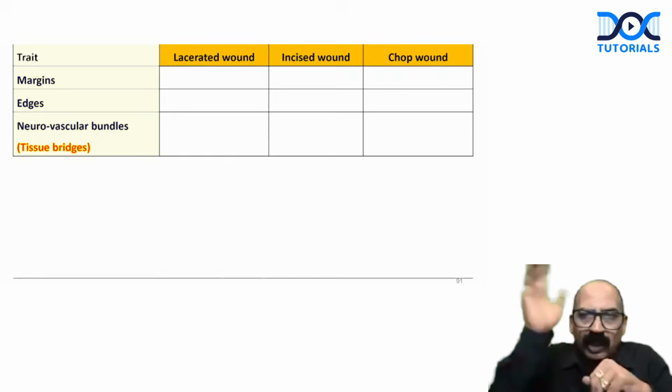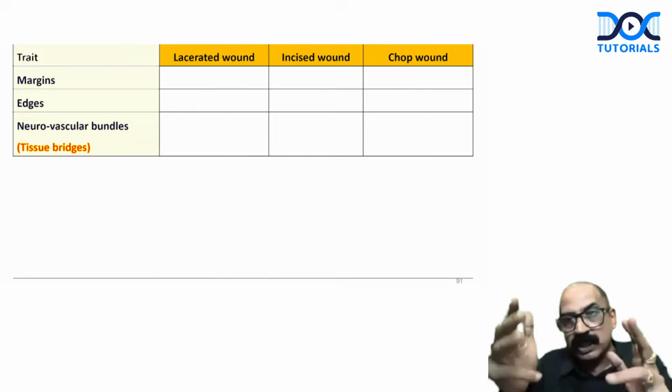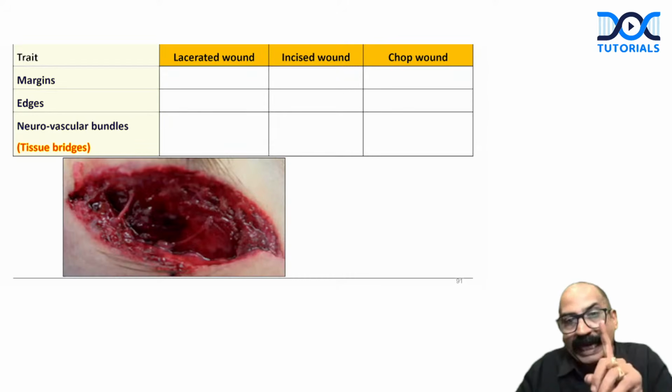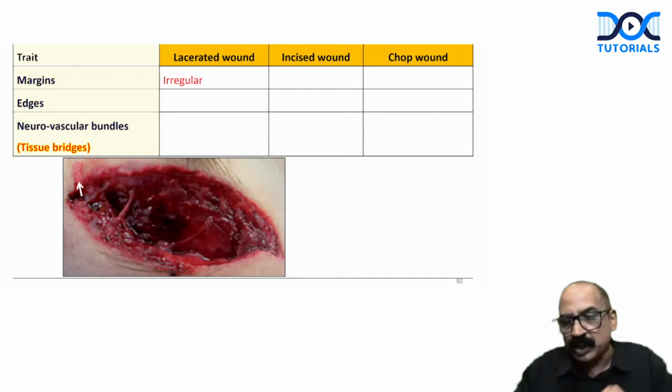If you take a stone and hit a person, the skin stretches. Once it crosses the threshold of stretching, it tears. So margins are irregular. The invaginated skin comes in contact with the side of the stone.